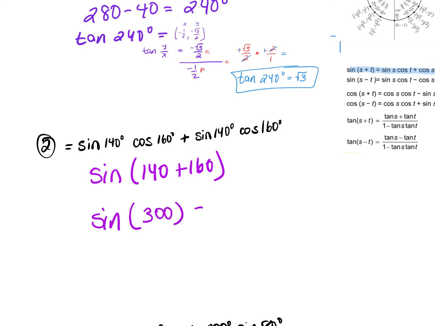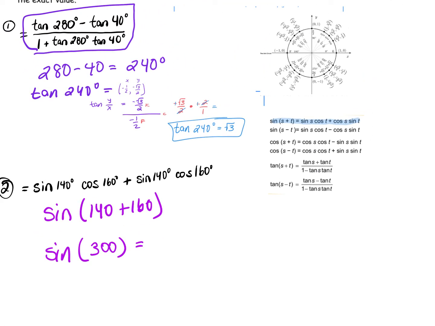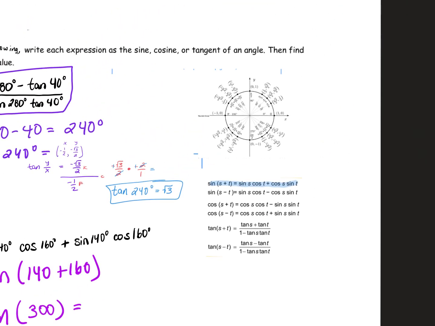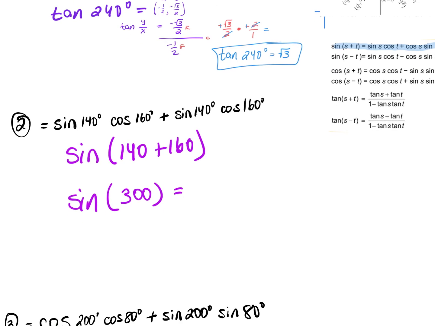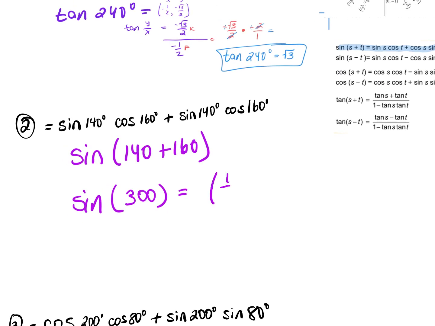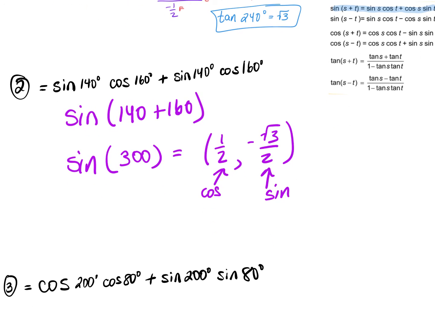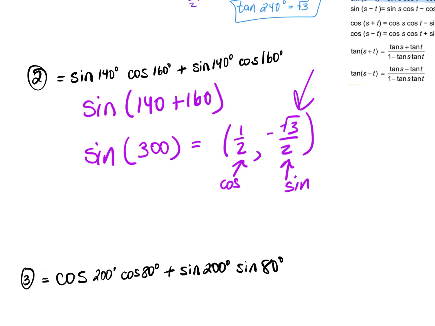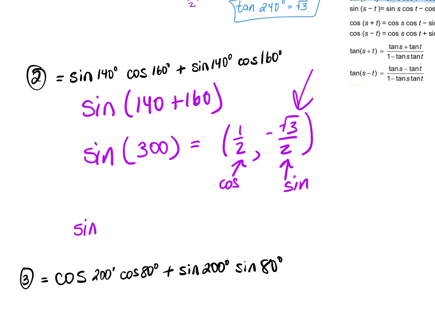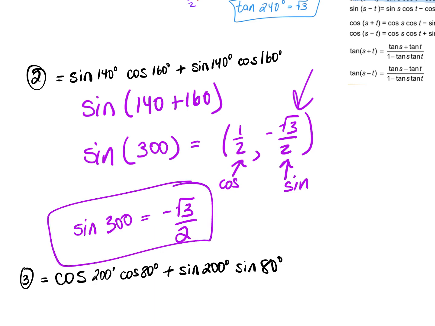300. So I go to the unit circle and I say, okay, at 300, what is the ordered pair? It's 1/2, negative root 3 over 2. Remember, my x value is the cosine. My y value is the sine. I want the sine of 300. It's negative square root of 3 over 2. So you would tell me sine 300 equals negative square root of 3 over 2.